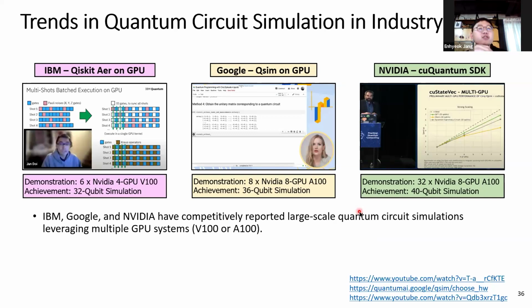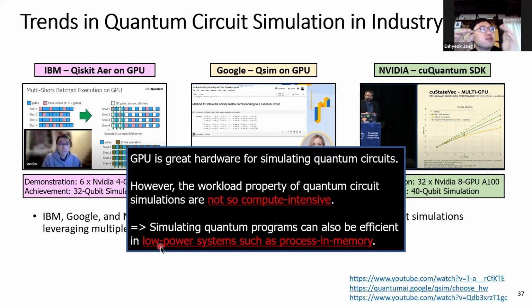Here are the trends of quantum circuit simulation in industry. IBM achieves 32-qubit simulations using 6 NVIDIA V100 GPU stations, Google achieves 36-qubit simulations using 8 NVIDIA A100, and NVIDIA achieves 40-qubit simulations using 32 A100 GPUs. So these big tech companies have competitively reported large-scale quantum circuit simulations, leveraging multi-GPU systems.